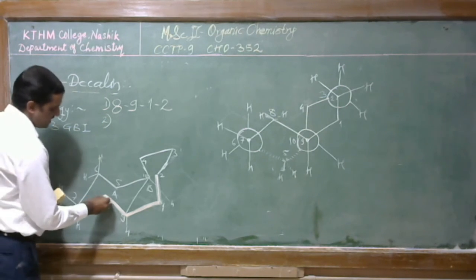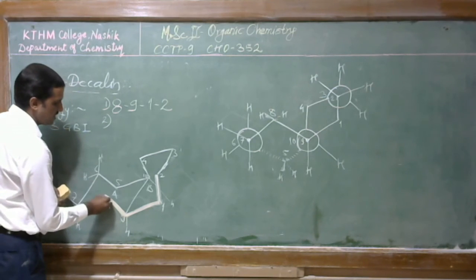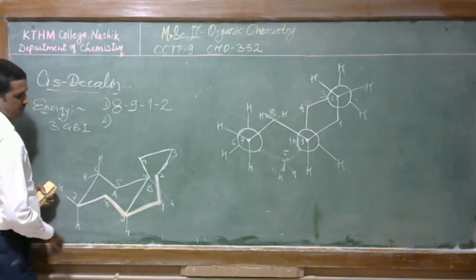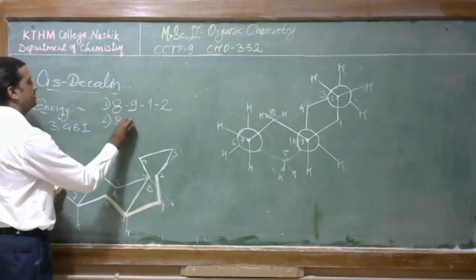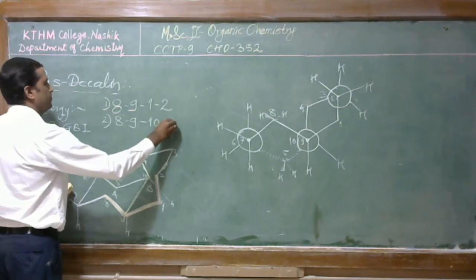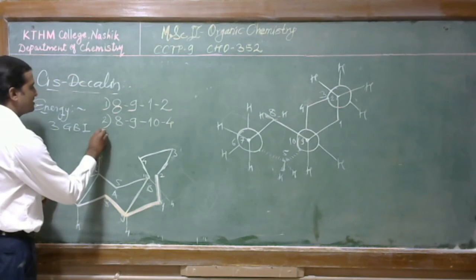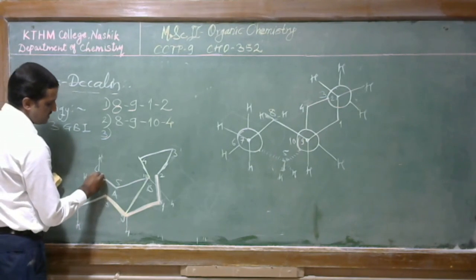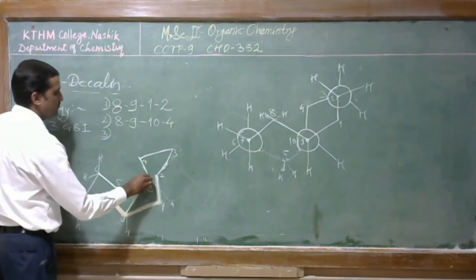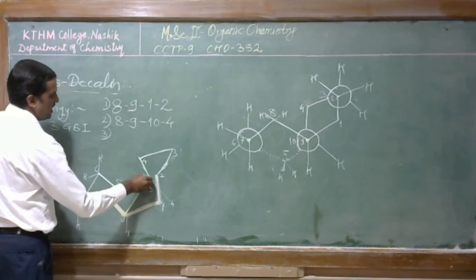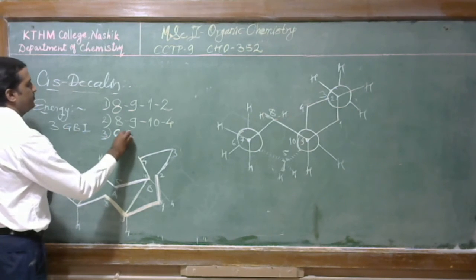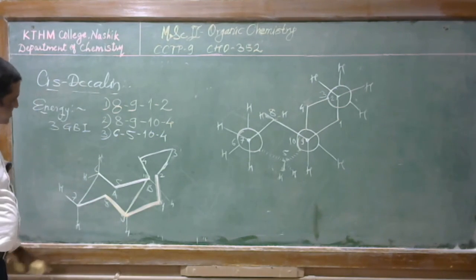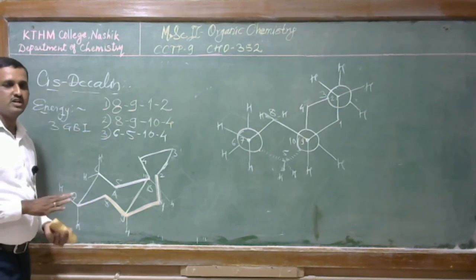The second gauche-butane interaction is observed as carbon number 8, 9, 10 and 4. This is the second gauche-butane interaction. And the last, third gauche-butane interaction is observed as carbon number 6, 5, 10 and 4. So these three gauche interactions are clearly observed in cis decalin system, which are totally absent in trans decalin system.